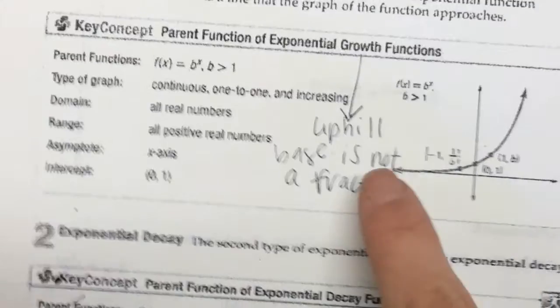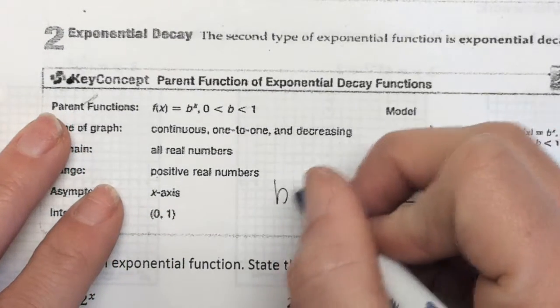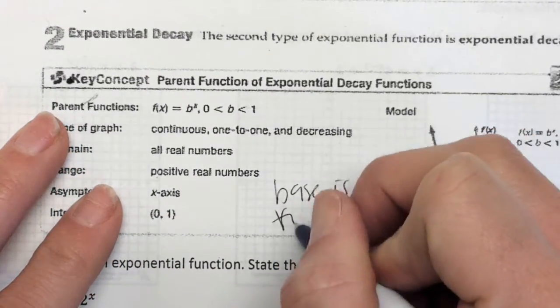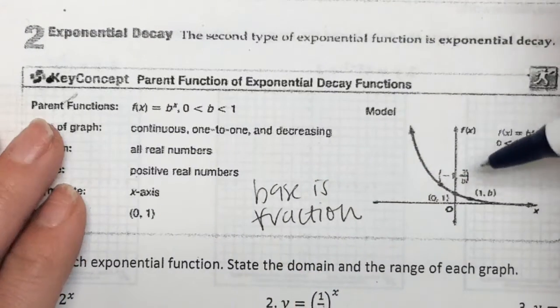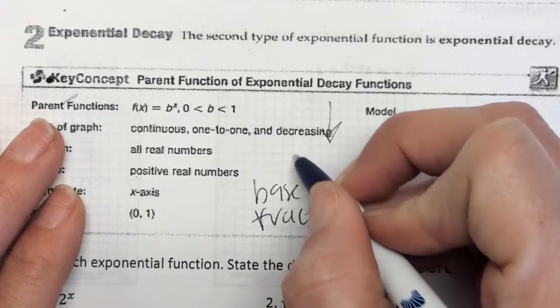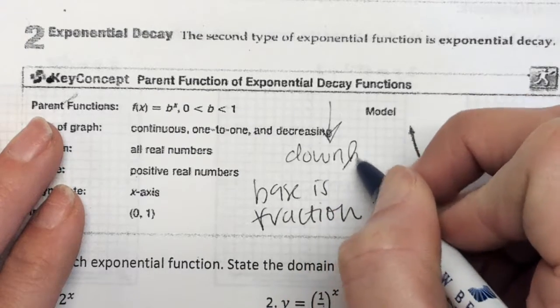So 1 and 3 that we're graphing will look uphill. Number 2, since the base is a fraction, it'll be an exponential decay function, which means that if you were walking on this graph, you'd be going what? Downhill. That's what it looks like.